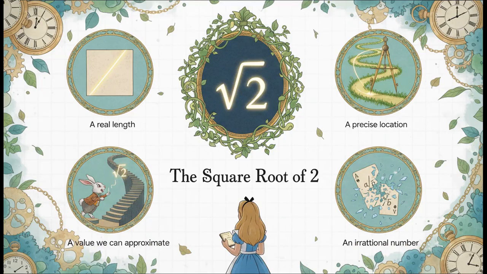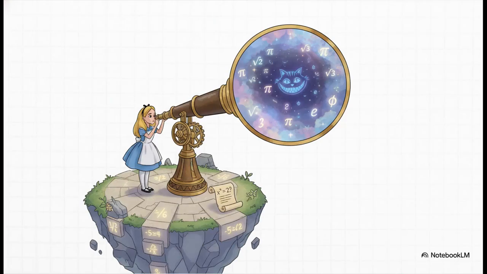So let's bring it all home. What is the square root of 2? It's a real physical length, the diagonal of a square. It's a specific, exact point on the number line. It's a value we can chase and approximate with amazing accuracy using some clever tools. And most importantly, it's an irrational number, a member of a huge, strange, new family of numbers that can't be contained by simple fractions. So in the end, our little detective story has a happy ending.